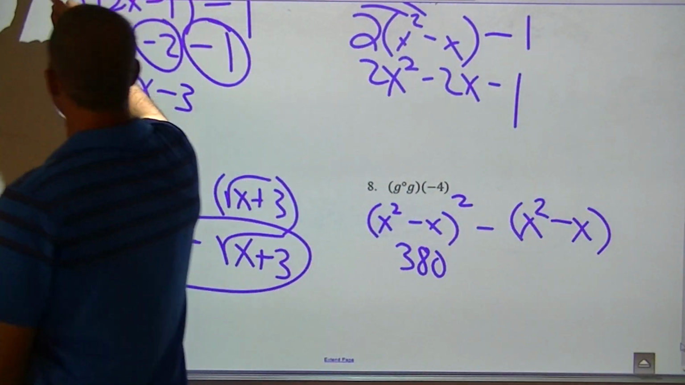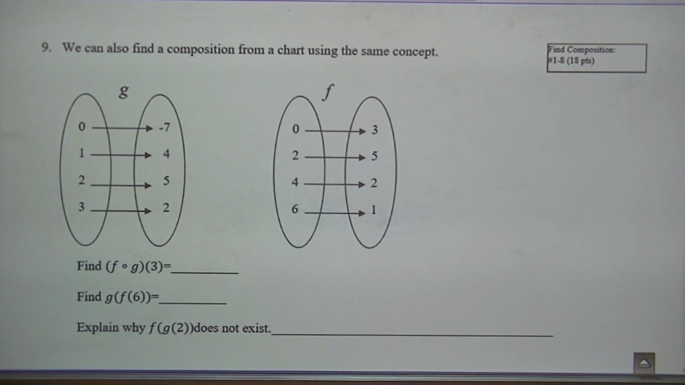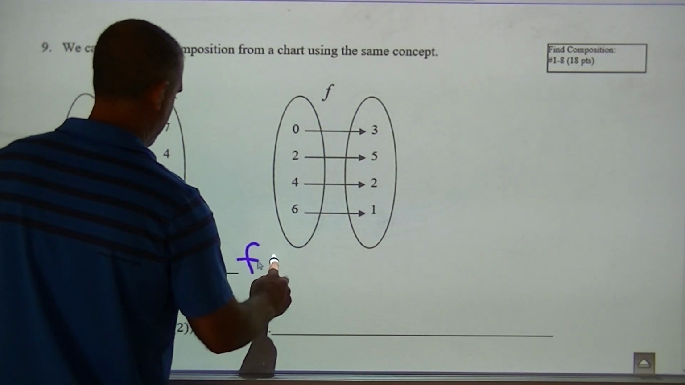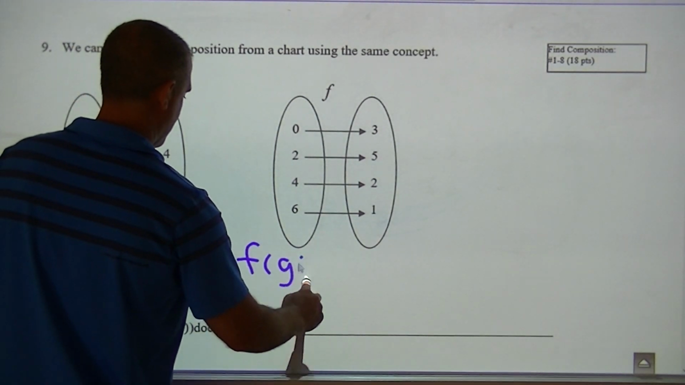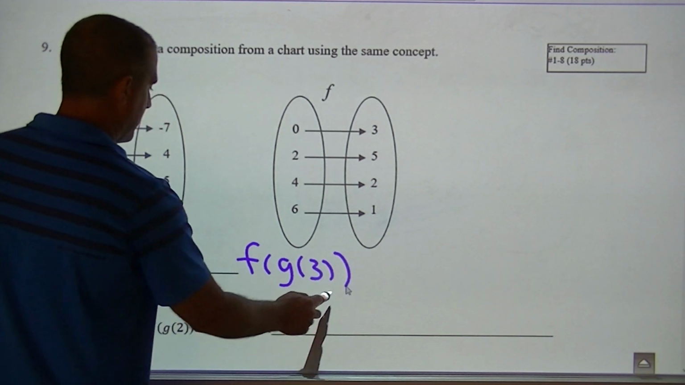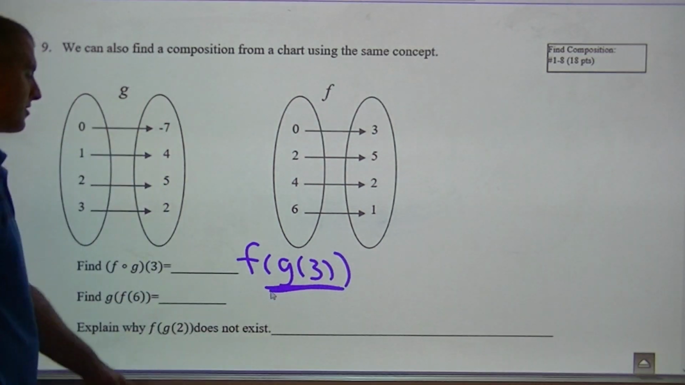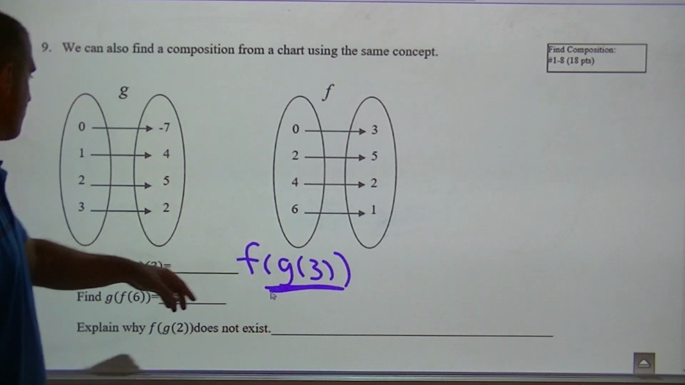All right, let's go to the next one. So these are a little bit new this year. Finding compositions. F of g of 3. This is where you have to look at this a little bit differently. This is really written like this. So what it means is, if you get these mappings, you should find g of 3 first.